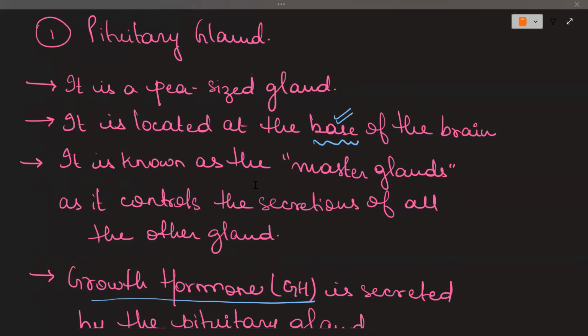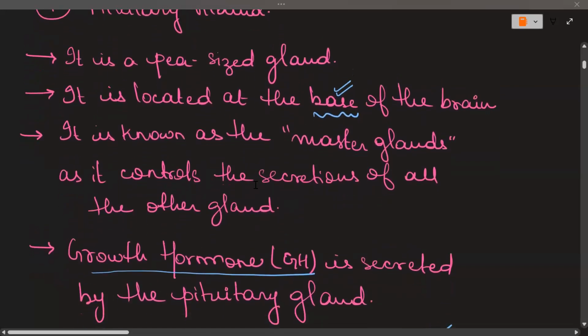Now, why is it known as the master gland? Because this is the gland that controls the secretions of all of the other glands. All of the other gland secretions are under the control of the master gland, which is the pituitary gland. Do you people remember the hypothalamus? Yes, ma'am. Do you know that the hypothalamus is known as the master of the master gland? Because the pituitary is under the control of the hypothalamus. So the hypothalamus is known as the master of the master gland. Got it? Yes, ma'am.